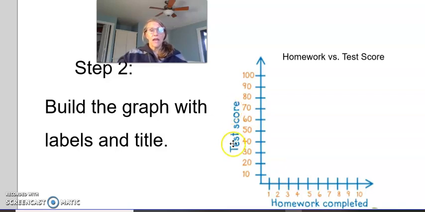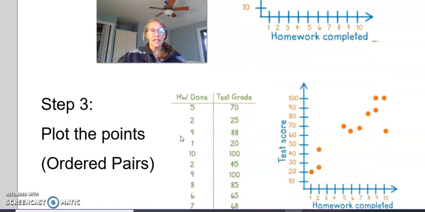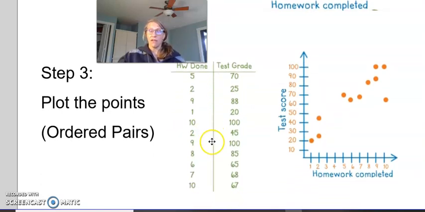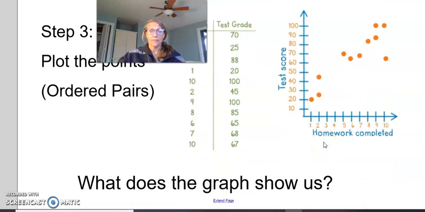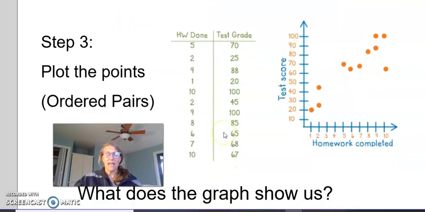Okay, so we've now got all of our labels and our scale on there. The last step would be to plot those points and get those ordered pairs on there. Okay, and then we have a beautiful scatter plot. One of the things that we're going to be looking at when we're making these scatter plots is, what is this graph showing us?